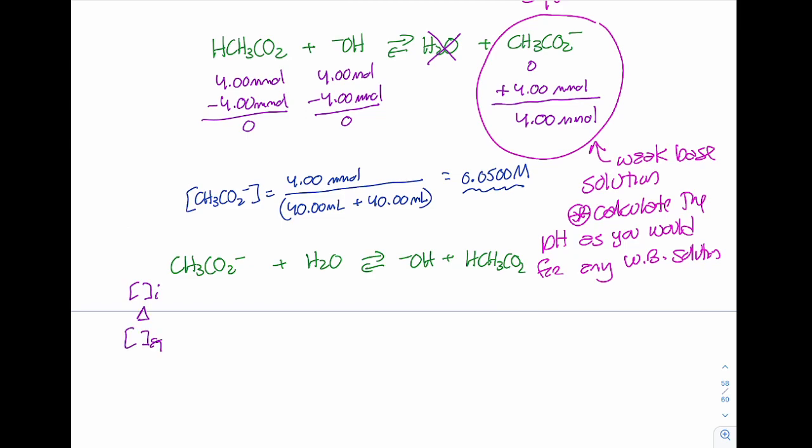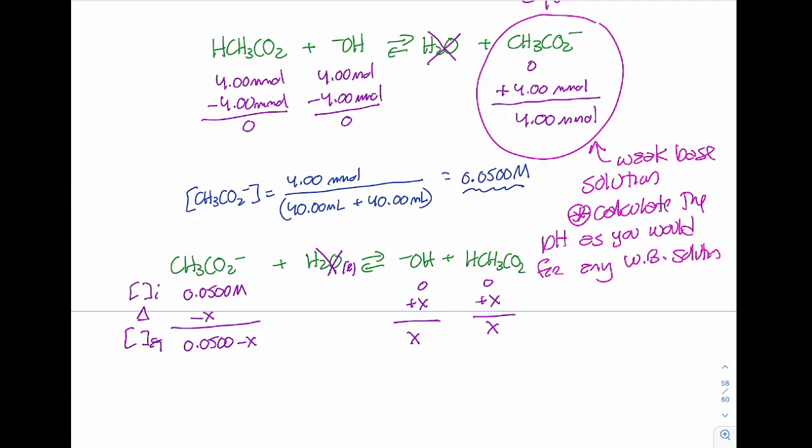So my initial concentration of acetate ions is this number that we just calculated. Water is a pure liquid. I don't have a concentration, 0 and 0. We've done these a gazillion times, so I'm just going to do it quickly. Plus X, 0.0500 minus X, X, and X.